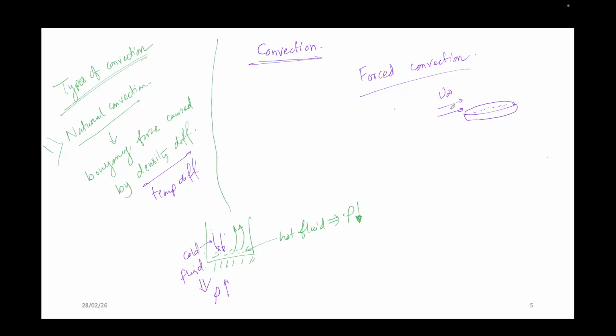In real life, you see that fans are used to cool something, or a pump is used to flow water, right? Even a blower is used to dry hair. Wind is also forced convection. It's a natural phenomenon, but it's externally applied to a certain heated surface. So that's why we are considering this as forced convection. So is it clear?